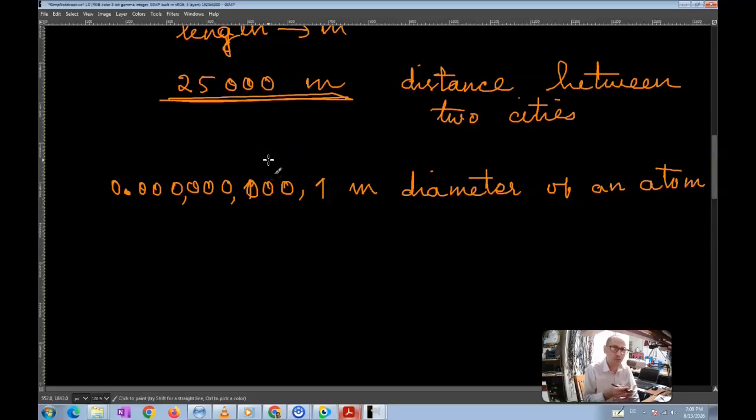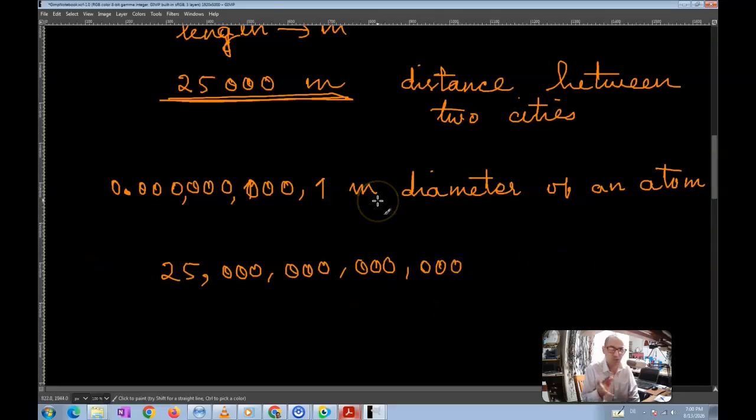Or for example, some other large number would be something like 25 followed by 12 zeros, in some unit. So you see that when you want to write down these numbers, you need to use 10 or 12 zeros after the decimal point, or after the numbers, and so it's going to be very untidy, and it's not very easy to do anything with these numbers.